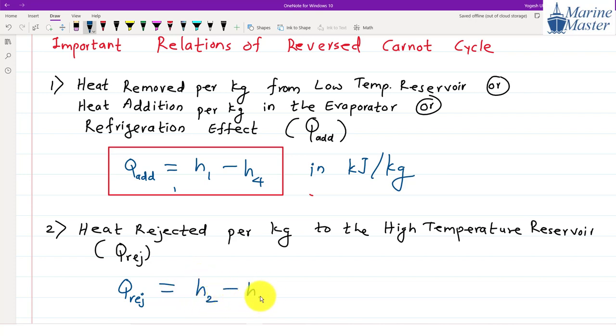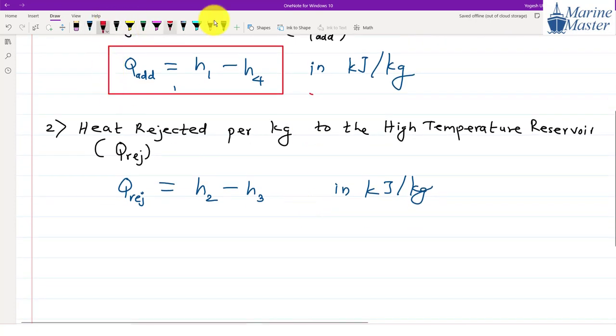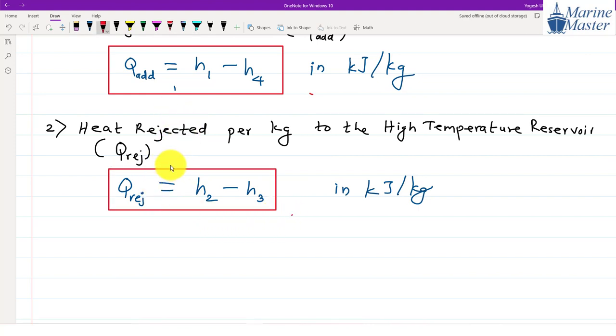H2 minus H3, and that will be in what? Kilojoule per kg, guys. That heat rejection, H2 minus H3, will be in what, guys? Kilojoule per kg. So before going further, please write down point number 2, guys.